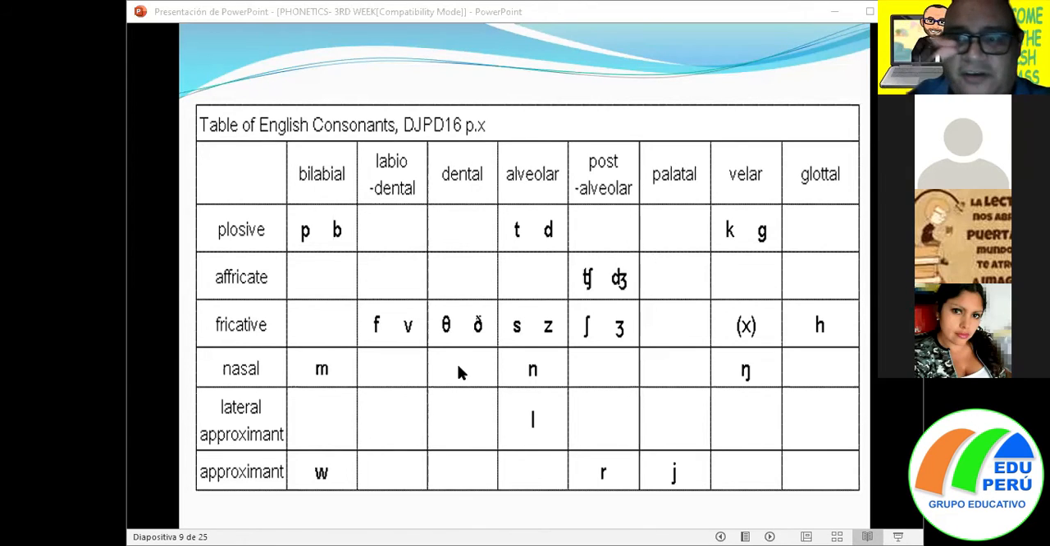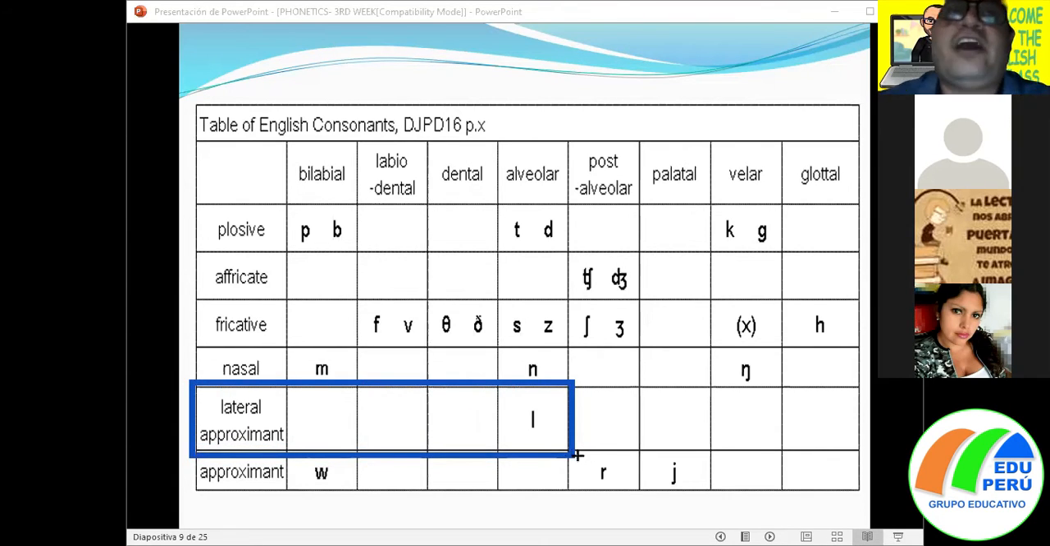Remember, stop, fricative, approximant. In order to make vowels, don't forget about it. But there are two consonants that are called semi-vowels, and we are going to talk about them. So, approximant lateral. Why do we call this sound lateral? Because the air is going out through the sides of your tongue. What is the sound? L.